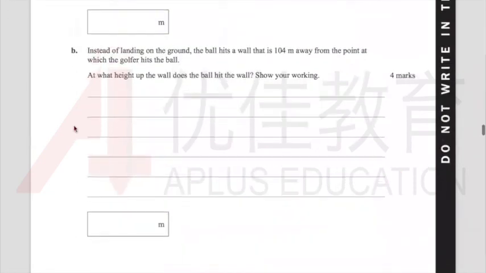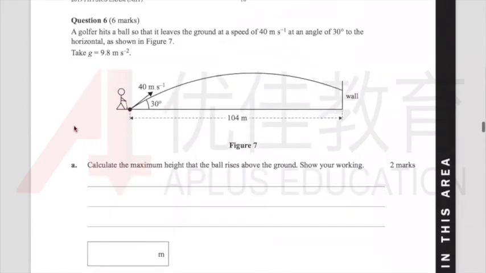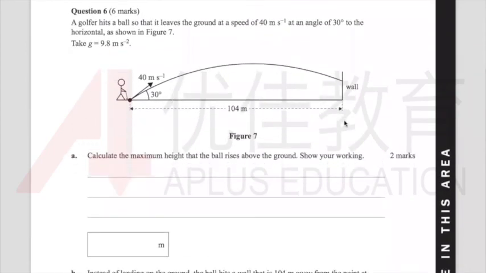So this is the entire question 6. Hope you learned something. Practice some. This is a good question to practice on if you're learning projectile motion. Thank you for listening. See you again.